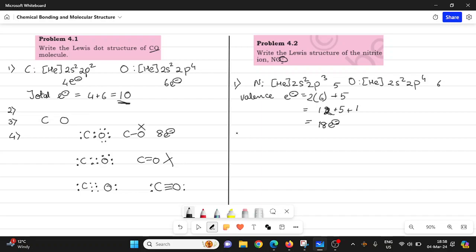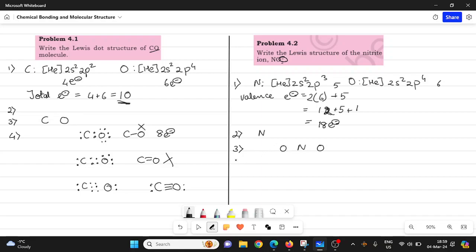So the second thing you need to do is figure out the central atom. If you notice, you have one atom of nitrogen and two atoms of oxygen. Between nitrogen and oxygen, nitrogen is less electronegative than oxygen, so because of that, nitrogen will be our central atom. The third step is to draw the skeletal structure. So I'm going to assume the nitrogen is in the center and the oxygen atoms are around it.